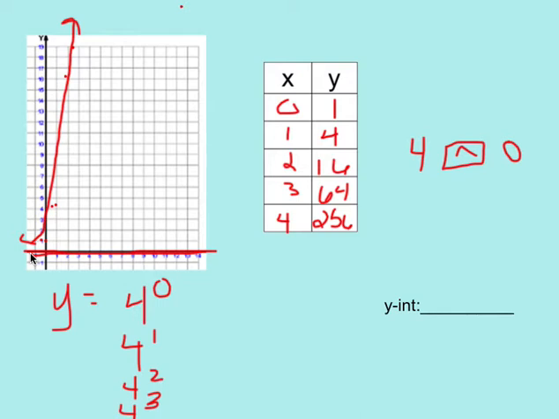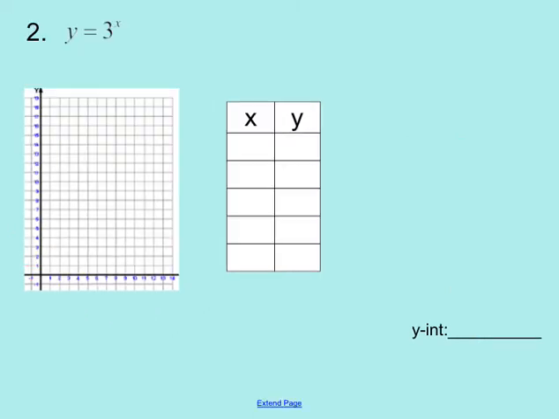And then your y-intercept always comes from when x is 0. So my y-intercept is 1. That always comes from when x is 0. So if it ever asks you what's the y-intercept, just plug in 0 for x. Let's take a look at this next one.